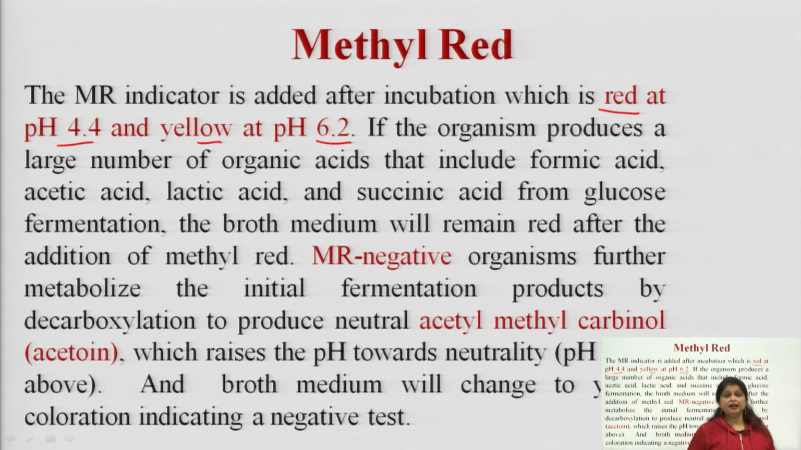So when methyl red is added to a preparation containing bacteria which are metabolizing or fermenting glucose and releasing end products which are acidic in nature, we will identify that acidic environment with the help of the reagent named methyl red. When you add methyl red indicator into the preparation, what will happen?